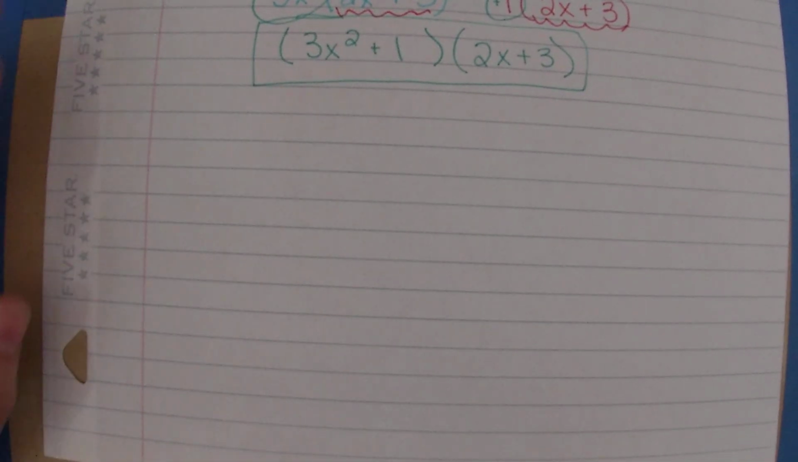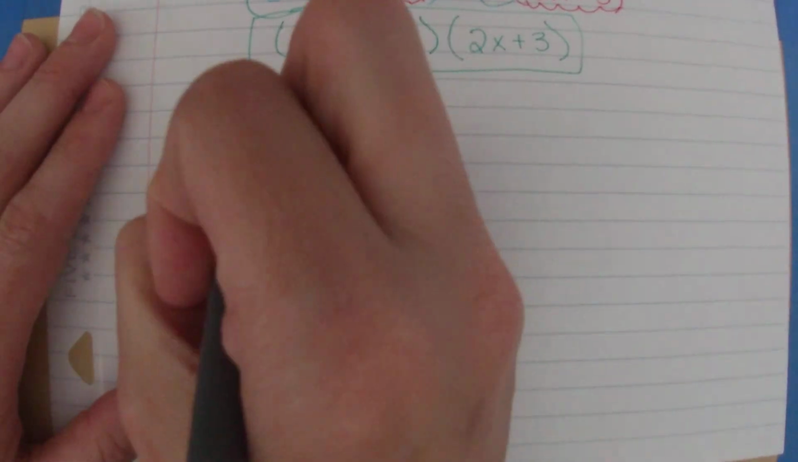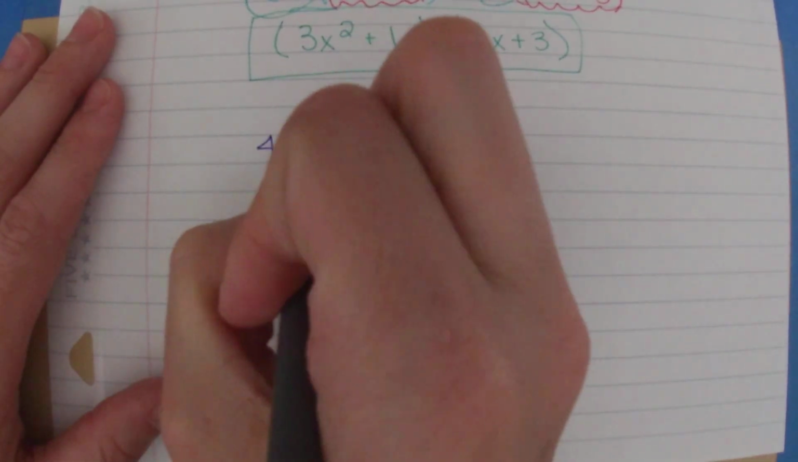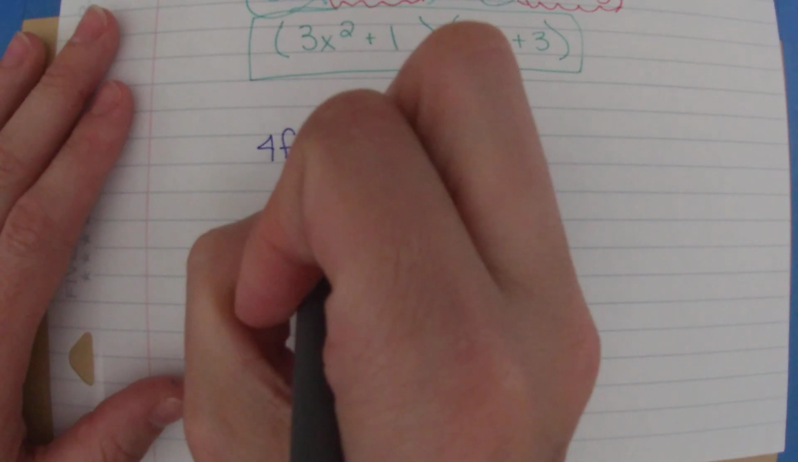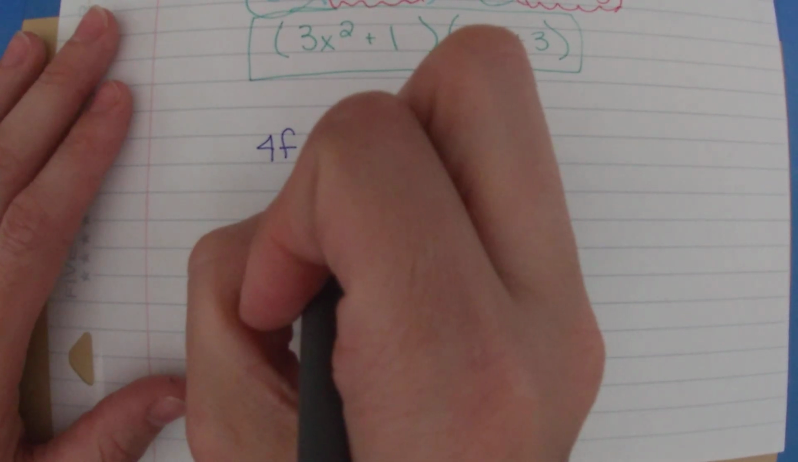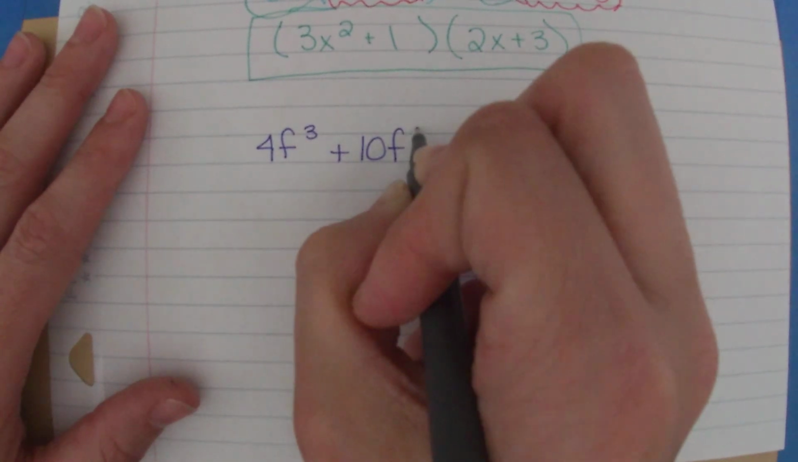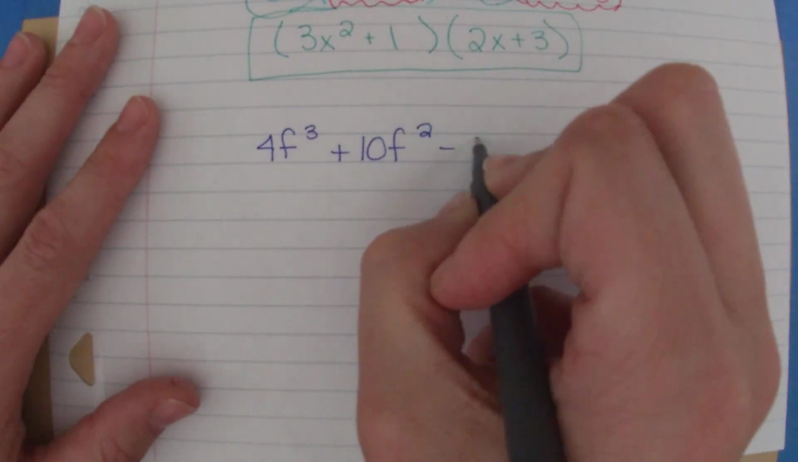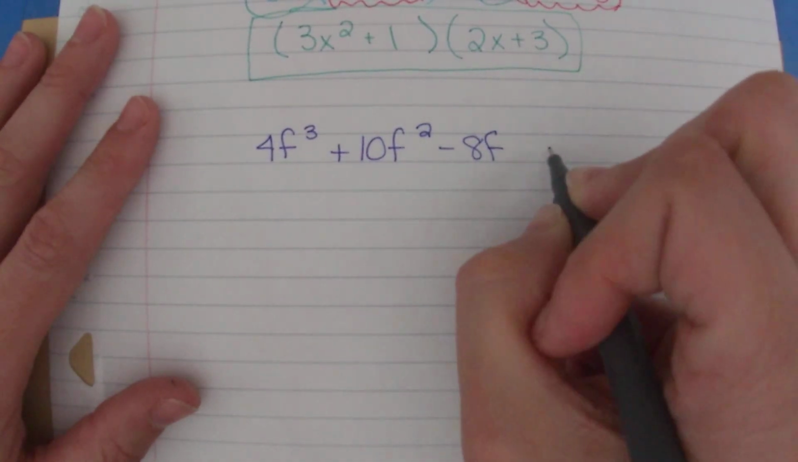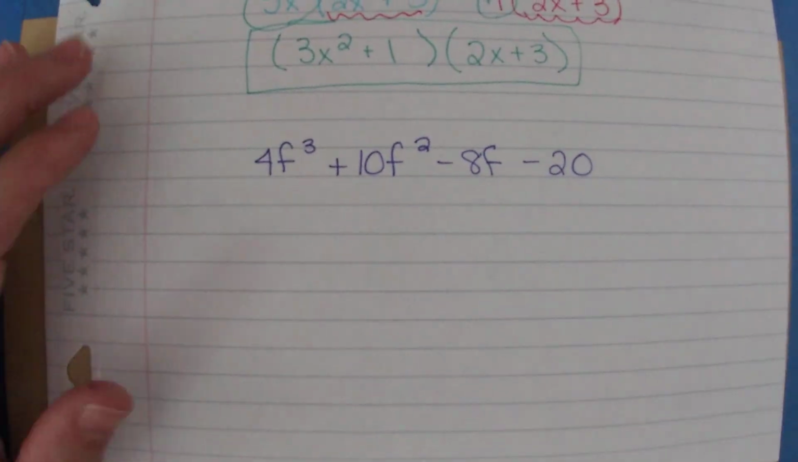Okay, so let's say we want to factor 4f, I lost my place, 4f to the third plus 10f squared minus 8f minus 20.